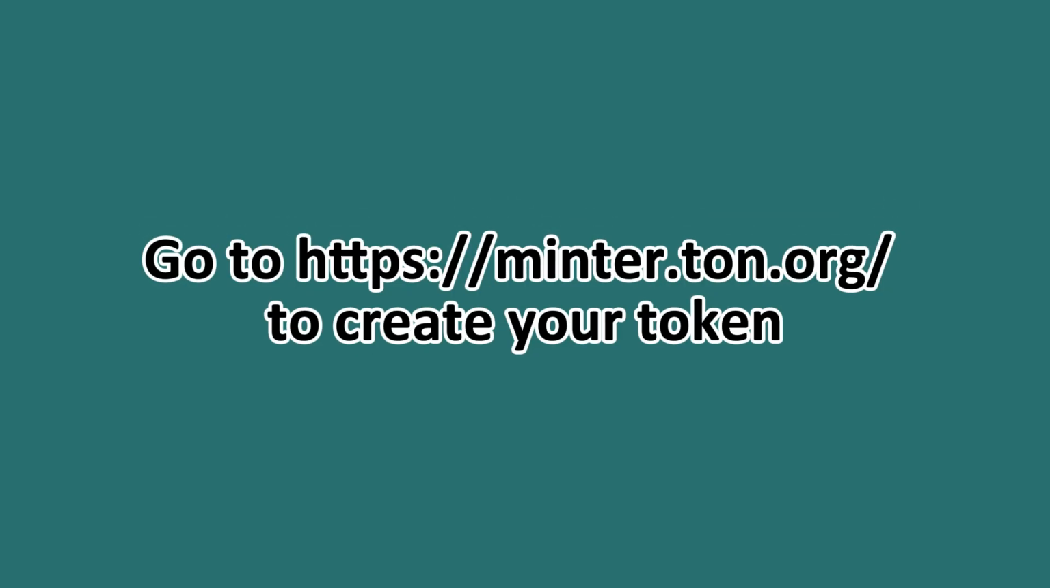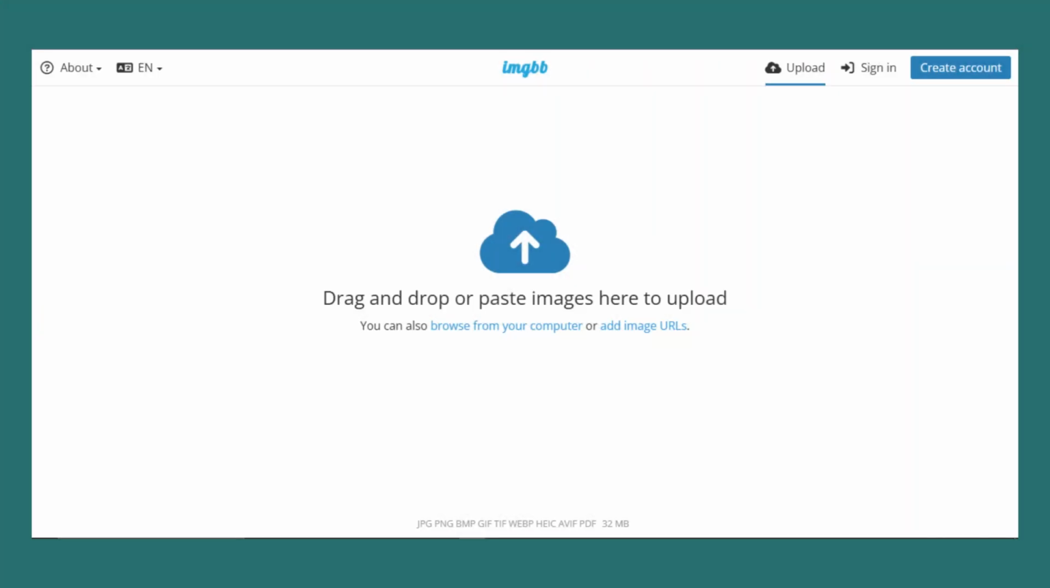You're going to visit the Mint website by going to minter.ton.org. The link will be in the description below. Next, you'll need to upload your token logo. Use a tool like ImageBB to host your logo. Then you might need to adjust the image format and size.